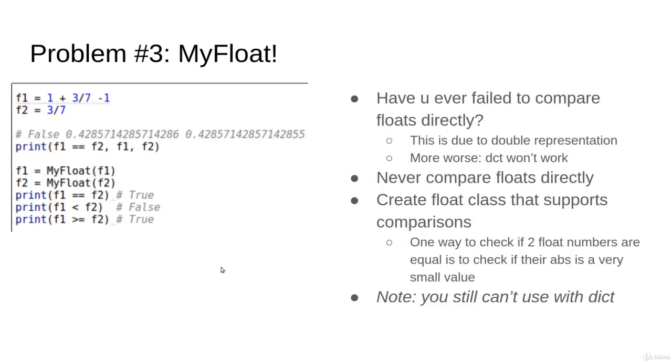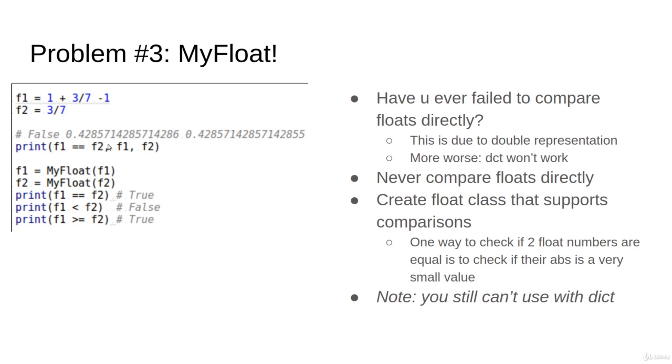The third one is a bit of an interesting case. We referred to that before. Let's say we created f1 as 1 plus 3/7 minus 1. The value of that is clearly 3/7. And f2 here is directly 3/7. If you try to print f1 equal f2, the answer will be false, and this will be a big surprise. Printing the values of f1 and f2, you will notice they share several digits here, but they don't end equal here. And that's why in comparison it doesn't work.